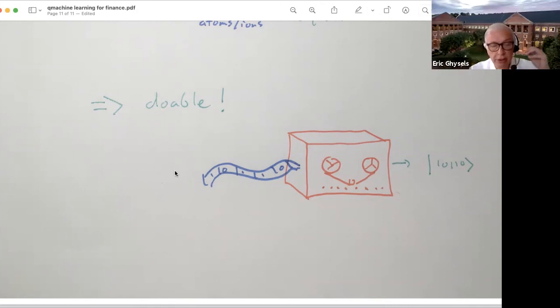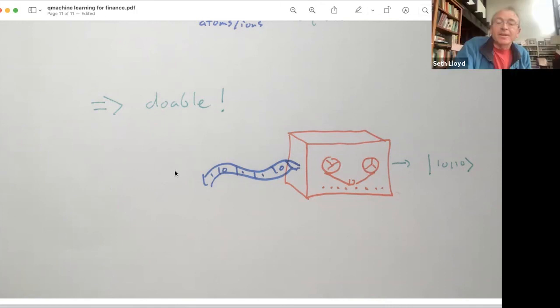Oh, yes. There are two more, right? Yeah. Do you see potential advantage of quantum Monte Carlo for financial problems with highly complex underlying stochastic formulations?